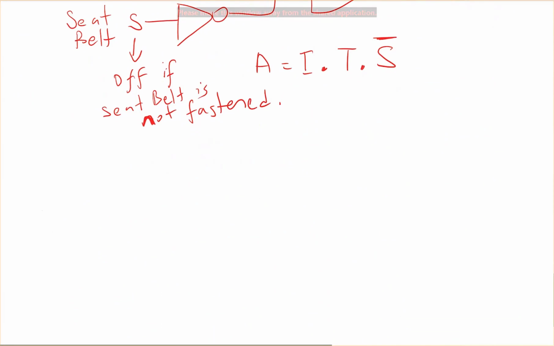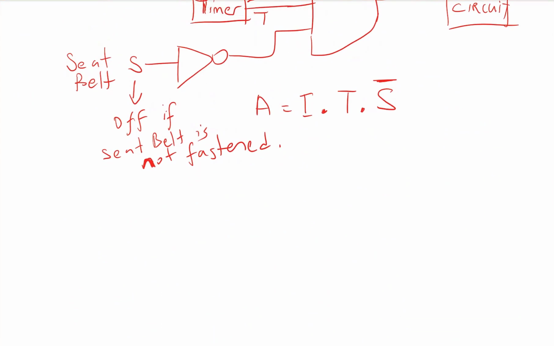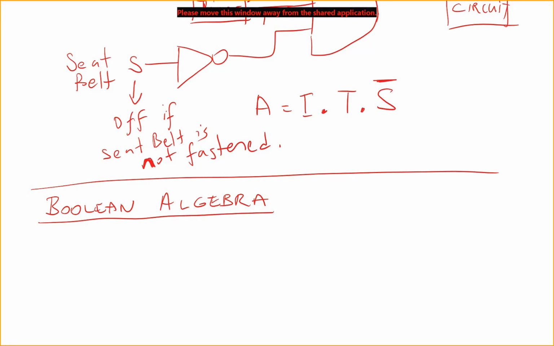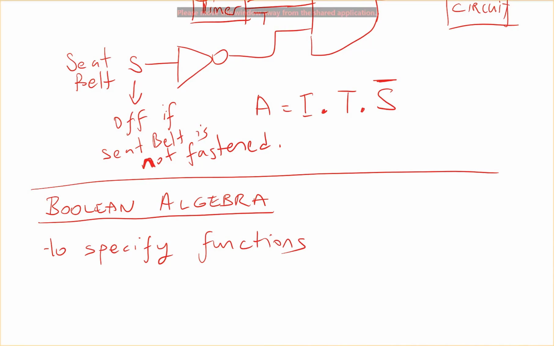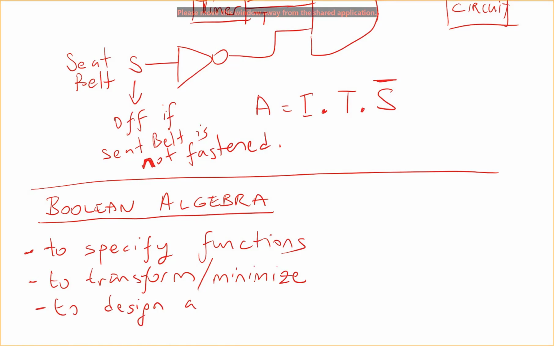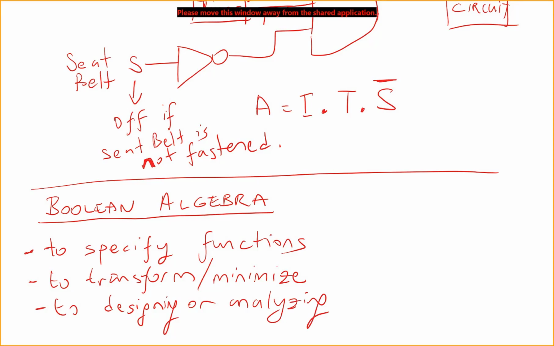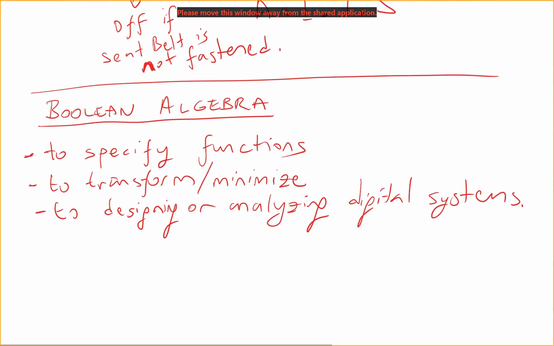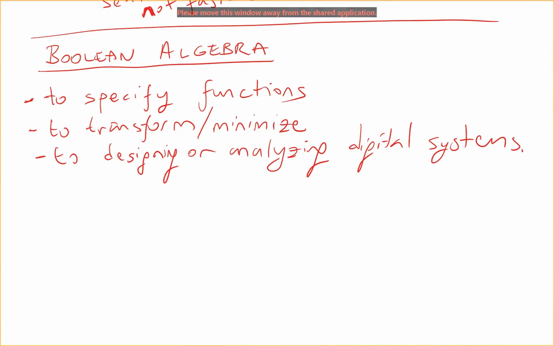Now let's look at Boolean algebra. We use it to specify functions as well as to transform or minimize our functions. We will also use it for designing or analyzing our digital systems. Basically Boolean algebra tells us how we can operate on our binary variables. So these are some properties.